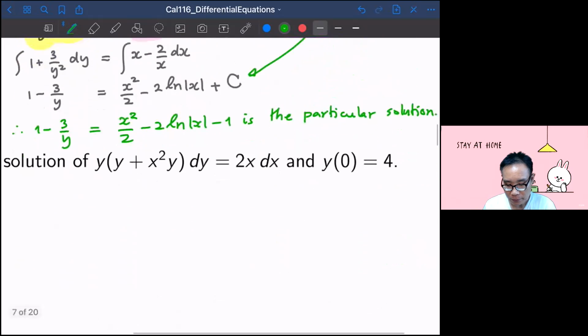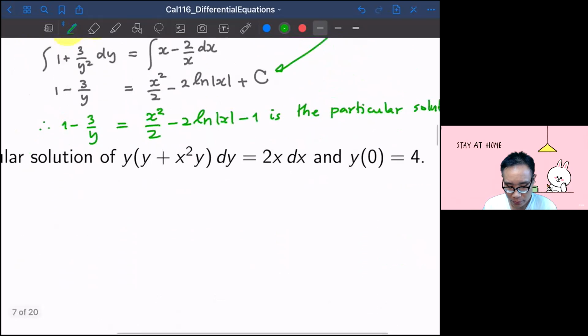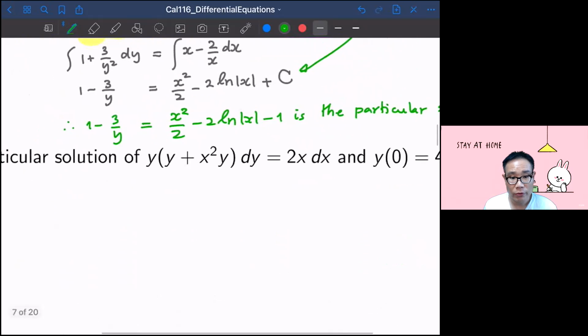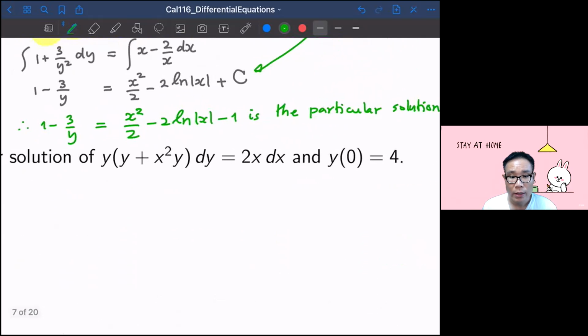Okay, the next one, you would like to find the particular solution for this differential equation, and you have y times y plus x squared y dy equal to 2x dx. Okay, and you would like to solve with y(0) equal to 4, and you use y(0) equal to 4 as the initial condition, and you're going to solve for c. I'm going to leave this one for you to do on your own first, and I'm going to give you the solution at the recitation.